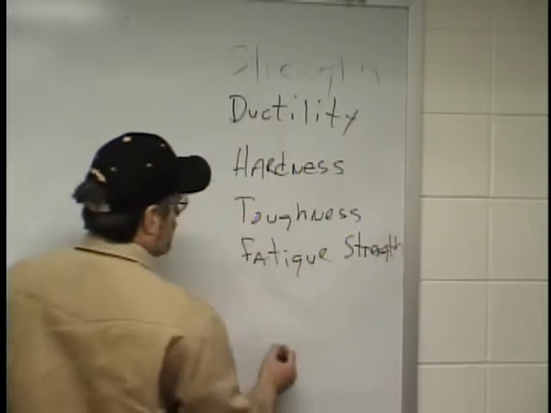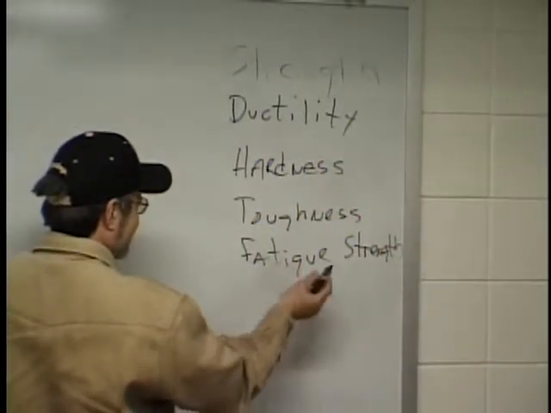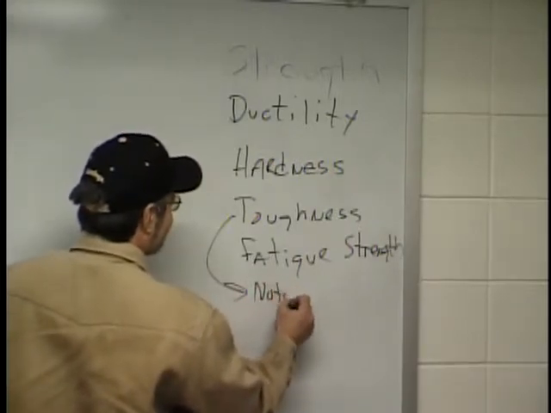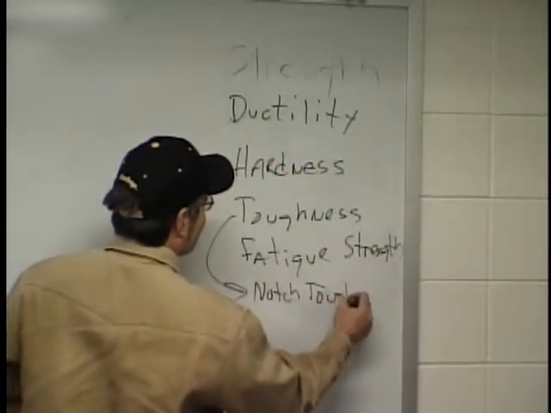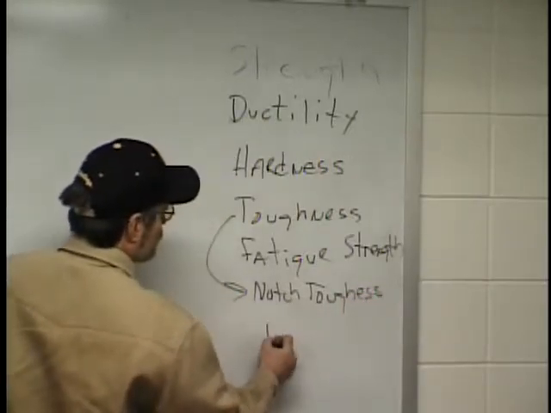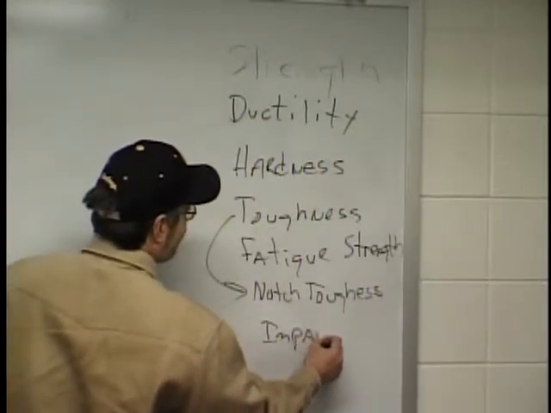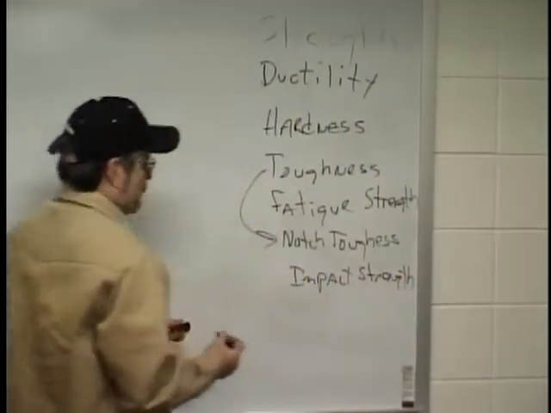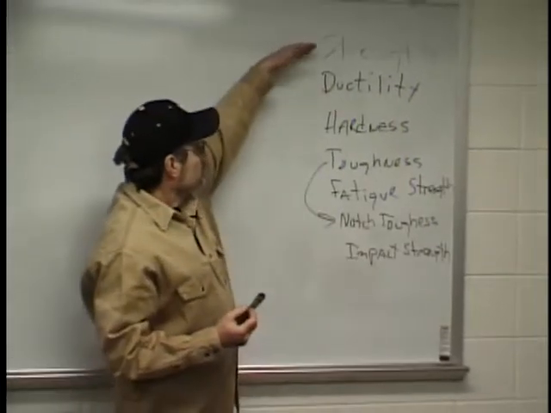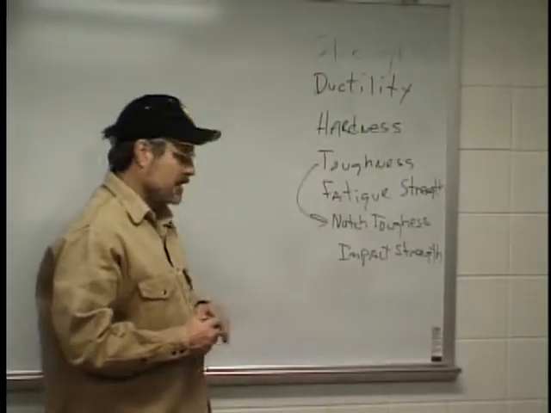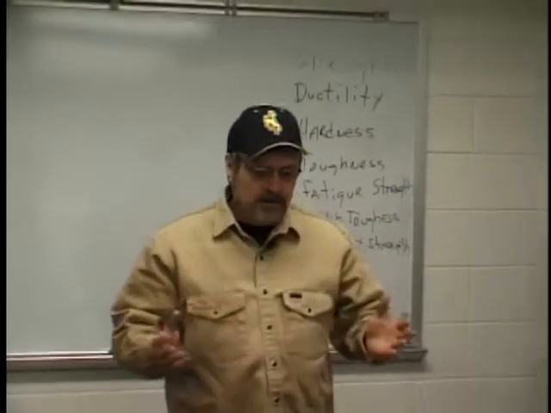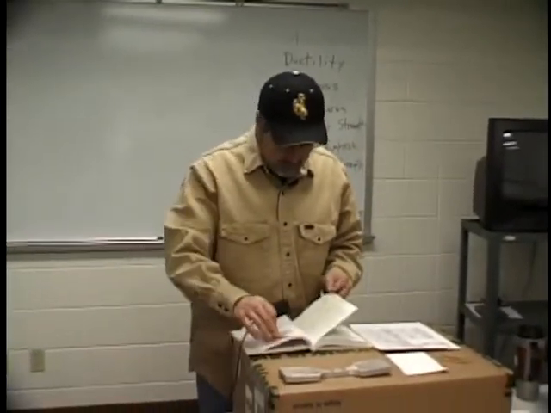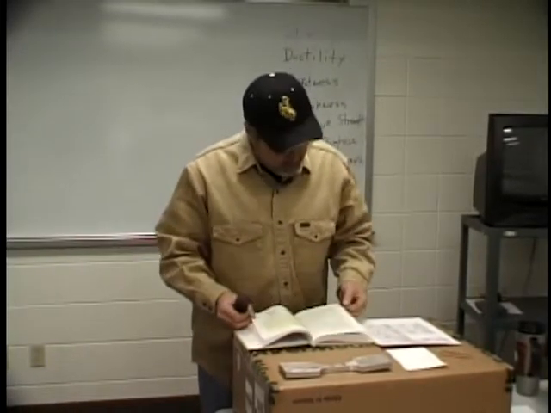It's important to note that fatigue strength is related to notch toughness, and it's also known as impact strength. So these are the properties of metal: strength, ductility, hardness, toughness, and fatigue. I don't think your book actually lists them like that. They start listing them on the next couple of pages, and there'll be a little blurb on each one.